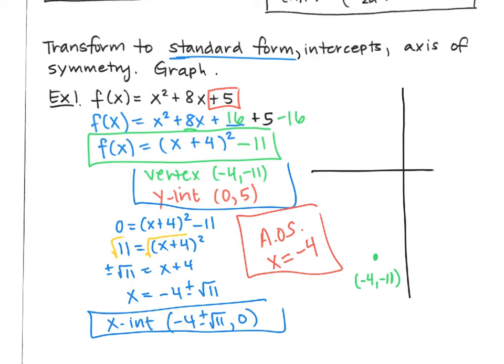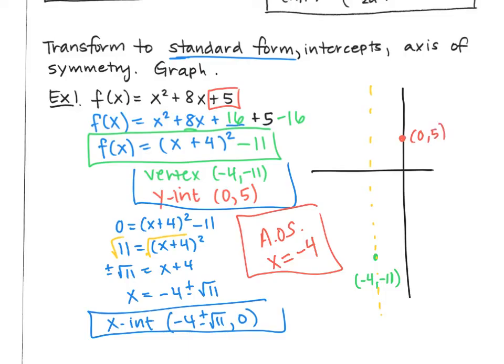Okay, let's see. I'm going to go ahead and sketch the axis of symmetry at x equals -4. Okay, what's next? I have a y-intercept at (0, 5). I'm just estimating (0, 5), maybe around here. I'm going to label it though because I did not draw this to scale.